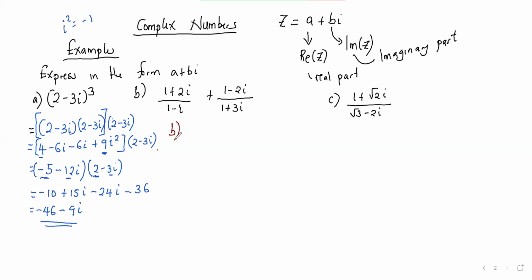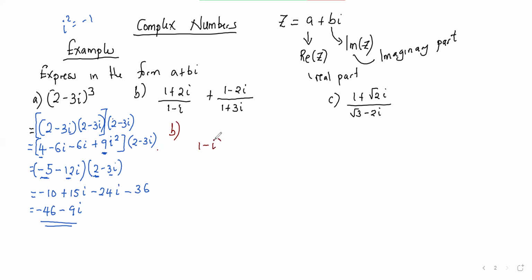Okay. So let's go to B. B has 2 parts. You can choose to conjugate the independent ones and then put them together, or you put them together now and then conjugate at once. The best is we put them together.